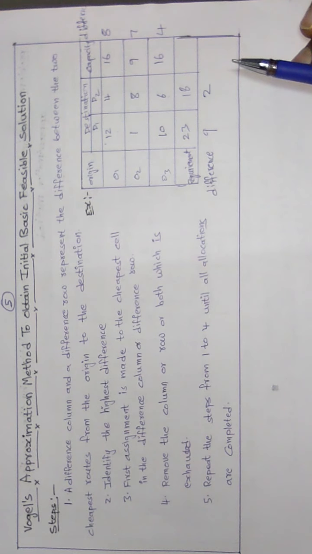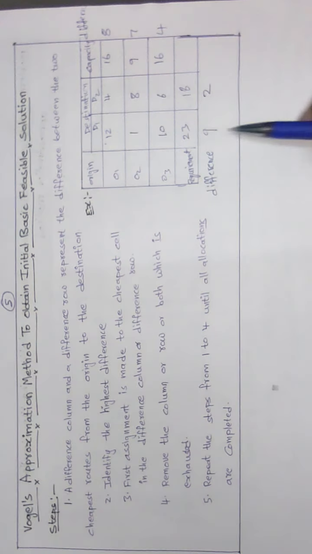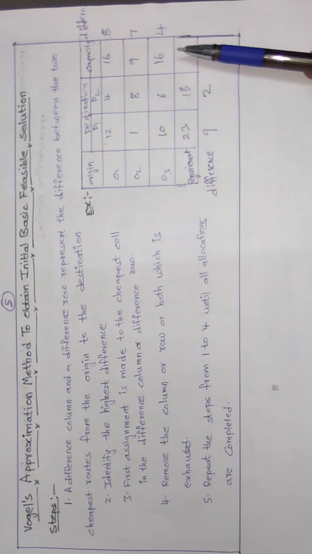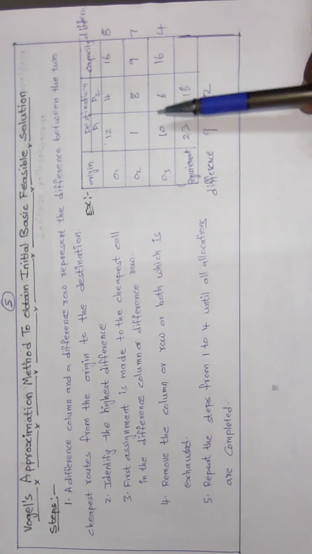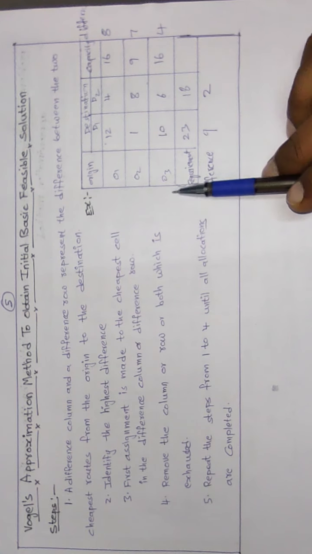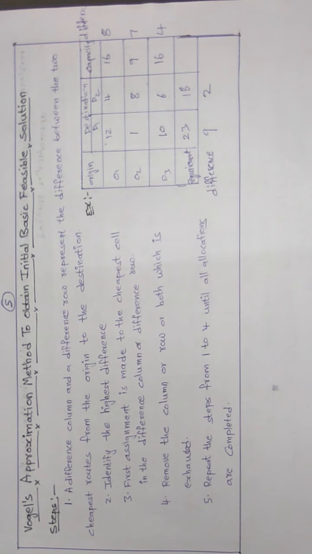Okay, that is the first step we have to do. So the first step is to find the difference columns as well as the difference rows. That is, we have to take the difference between the two cheapest cells from the origin to the destination. That is the first step.